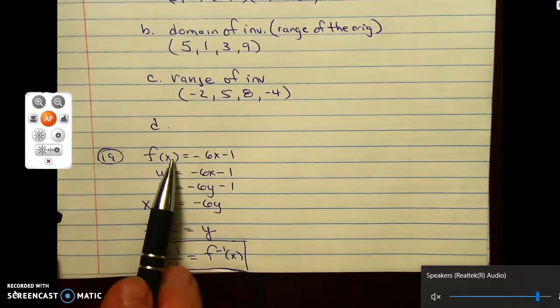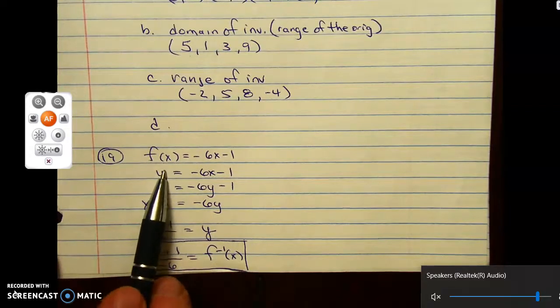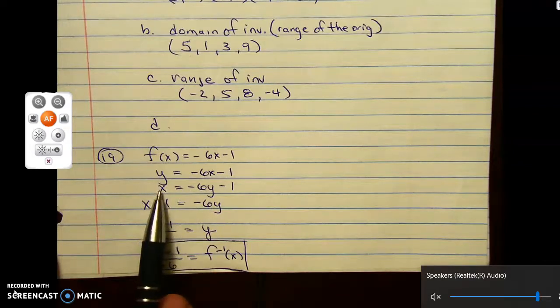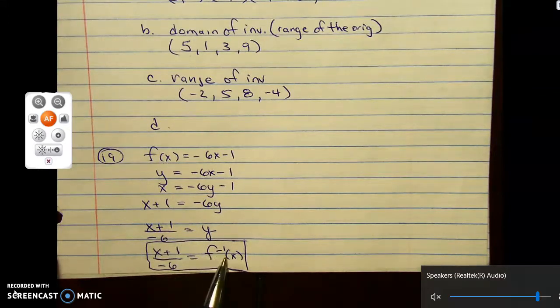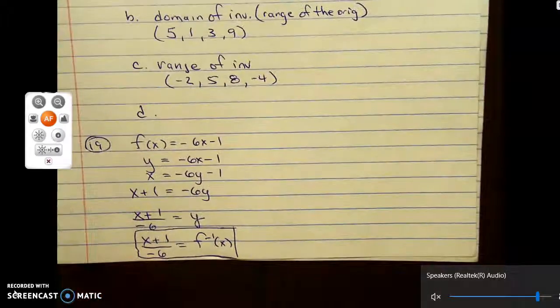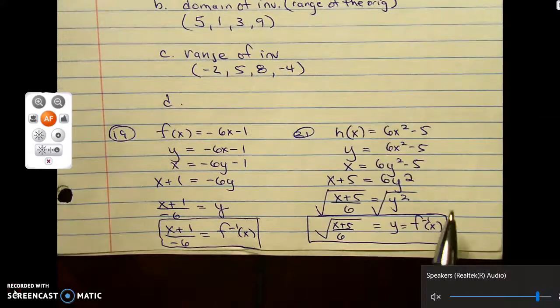All right, guys, so you take the equation, you replace f of x with y, then you switch the x and the y, then you solve for y, so I added 1 to each side, then I divided by -6, and then I change y back to f -1 of x. I'm going to do this on the next 2 problems. And here's the answer to 21, and that's all I have time for.